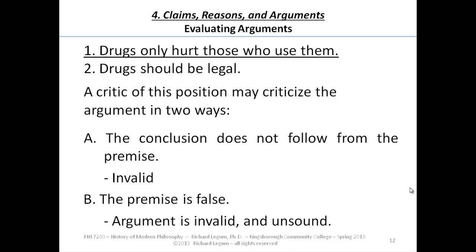And let me just assert that these are the only two kinds of criticisms that you can make of an argument that make any sense whatsoever.